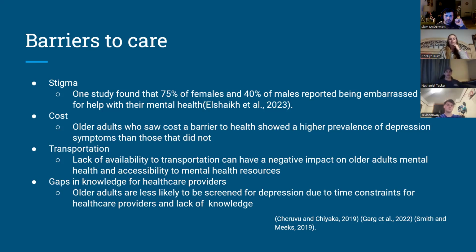Older adults who saw cost as a barrier to mental health showed a higher prevalence of depression and symptoms than those that did not. And then direct and indirect cost of care are very high, and public investment is very low in the mental health area. So even in high income countries, it is hard for people to get the care that they need.